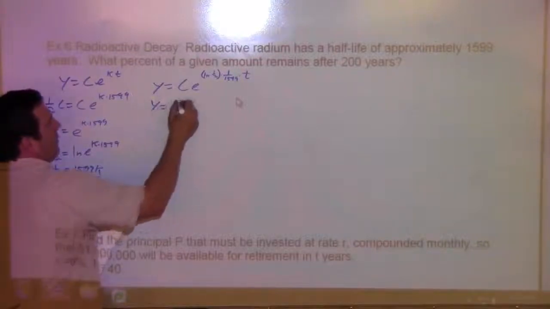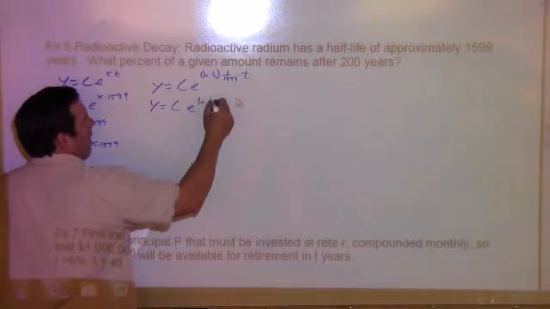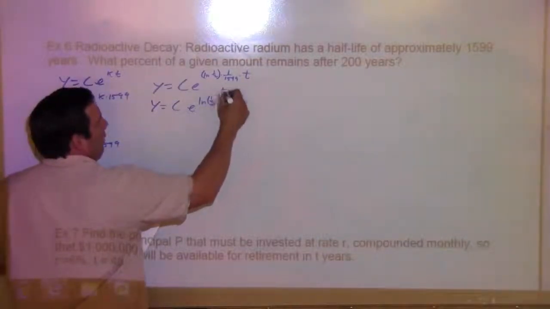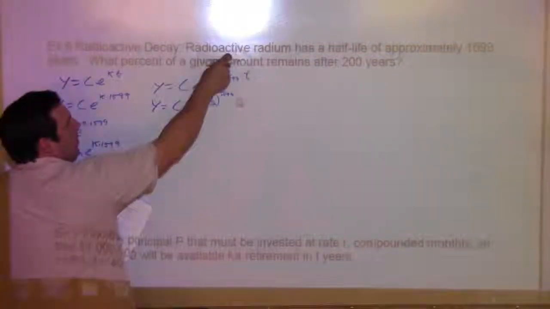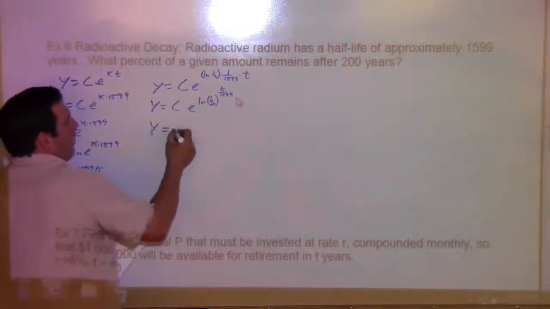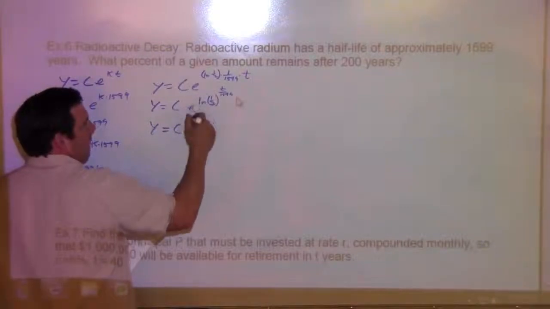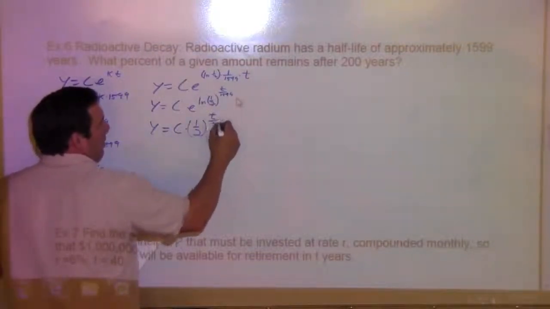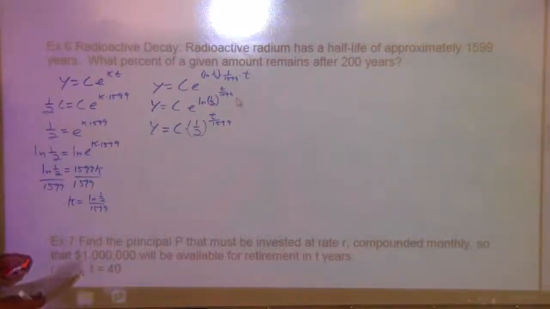So y equals c e to the natural log of 1/2 raised to the power of t over 1599, because they become coefficients. That's a power of the term inside the natural log. So y would equal c times, and the e and the natural log cancel. That's 1/2 to the t over 1599. So there's our half-life formula.